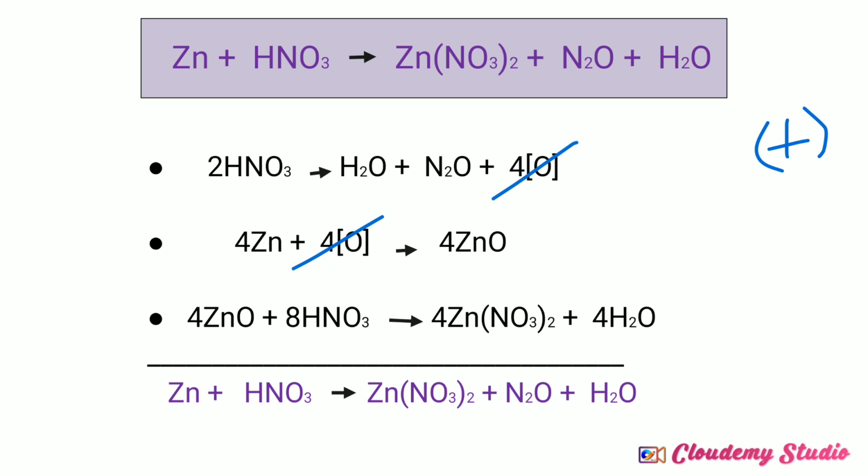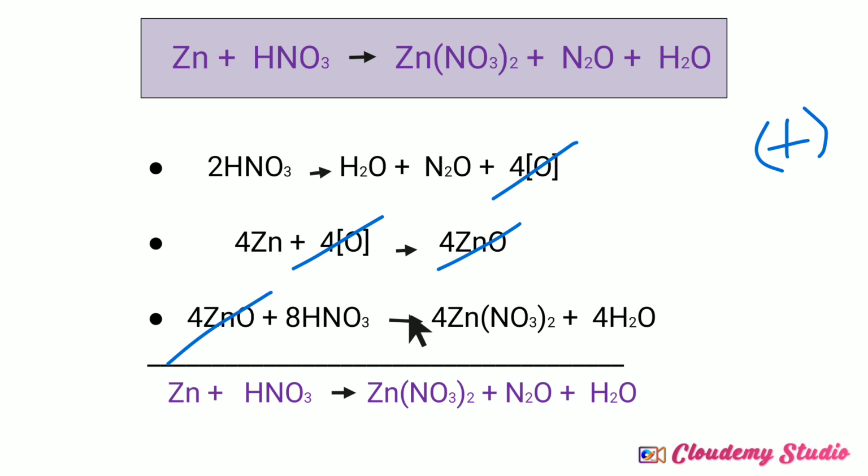Now the next substance, what is that? Zinc oxide. 4 moles of zinc oxide is on the right hand side of this equation, but 4 moles of zinc oxide is present on the left hand side of this equation. So the zinc oxide also we can cancel.